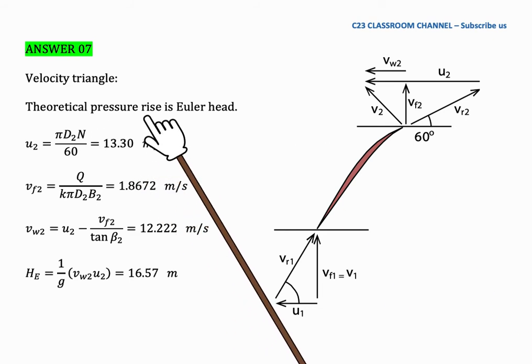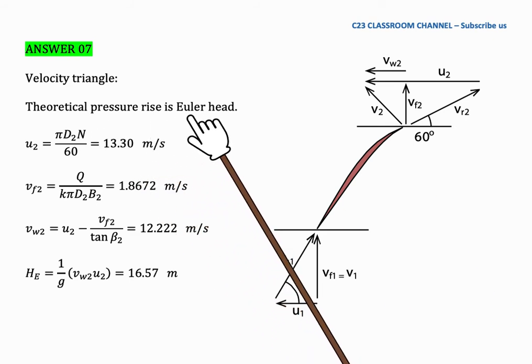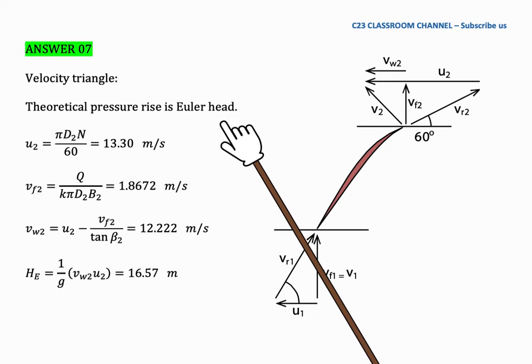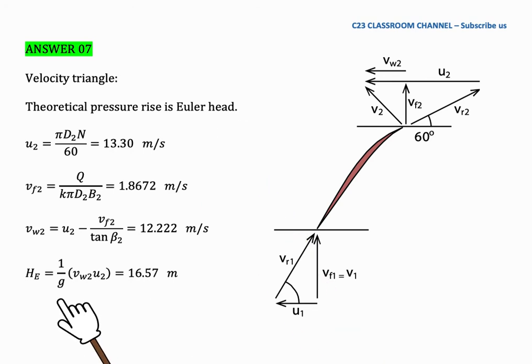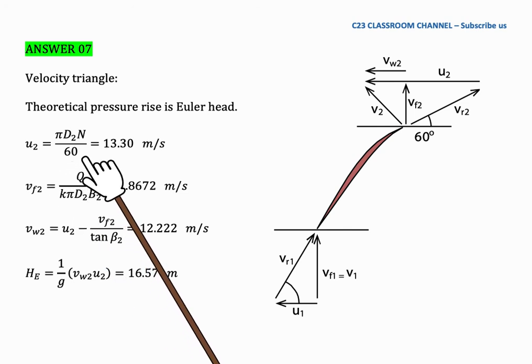The theoretical pressure rise is equal to Euler head. So to calculate this one, you should know the equation for Euler head. This is the equation for Euler head after we neglect the value of V1. To calculate this one, we need to know the value of V2 and U2. The value of U2 here can be calculated by using this equation.